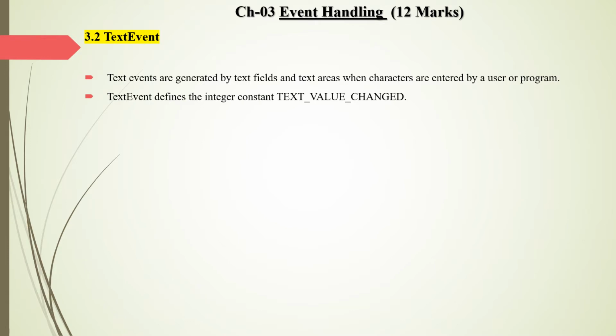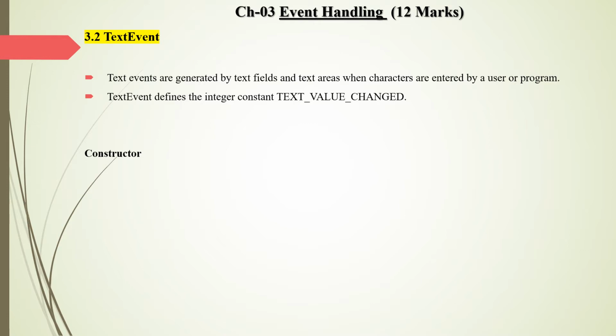The TextEvent defines an integer constant, TEXT_VALUE_CHANGED, all in capital letters. There is only one constant, and although there are many constants in other classes, in TextEvent there is only one constant, which is used to identify the event. Simply, the event means the value of the text field or text area is changed. For that purpose we use this constant, TEXT_VALUE_CHANGED.